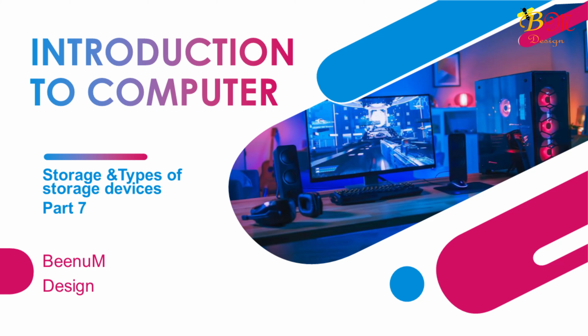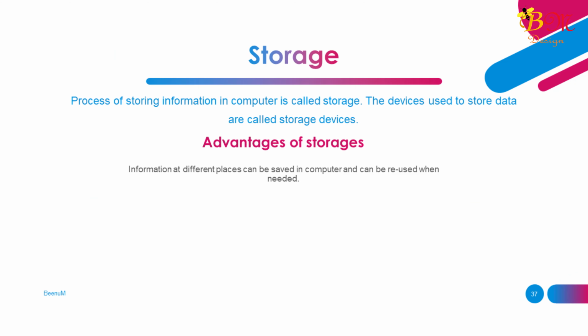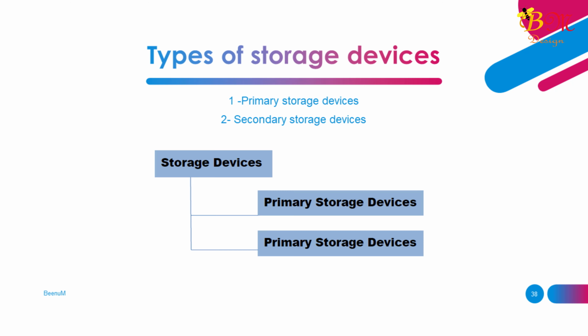Introduction to Computer. Storage and Types of Storage Devices. Part 7. Storage. The process of storing information in a computer is called storage. The devices used to store data are called storage devices. Advantages of storage: information at different places can be saved in the computer and can be reused when needed.